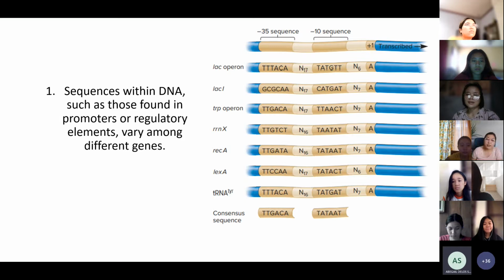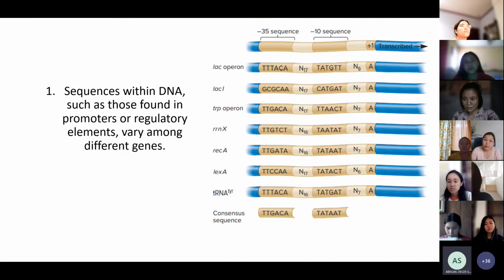Next, the sequences within our DNA that are found in promoters are regulatory elements that vary among different genes. For example, here we have a figure that illustrates the sequences found in several different E. coli promoters. The most commonly occurring bases within a sequence element form a consensus sequence. This sequence is efficiently recognized by proteins that initiate the transcription. So for a lot of bacterial genes, transcription at a maximal rate is still found with the -35 and -10 sequences.